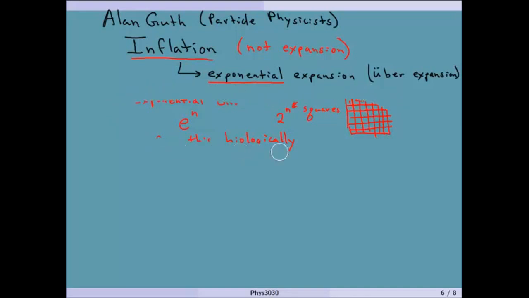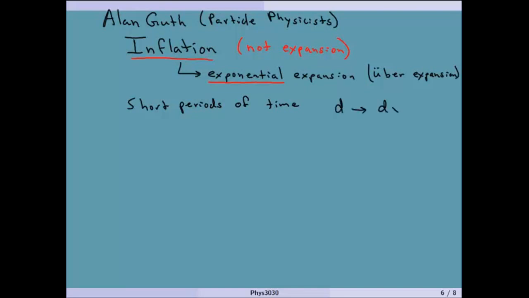Okay, so the first thing is, what do we really mean by this exponential expansion? We mean that for short periods of time, the distances would go from d to something like d times 10 to the 30. Huge distances in really small amounts of time. So the idea was that I can go from this to this in say 10 to the negative 35 seconds, which is crazy. And if I look at how fast this expansion rate is, it's actually way faster than c, than the speed of light.